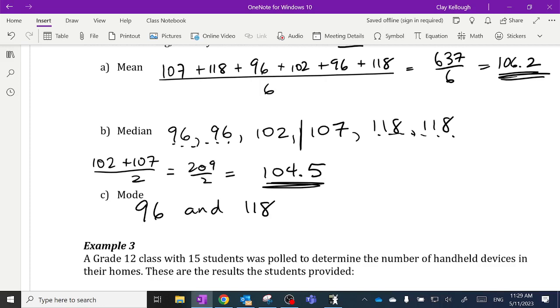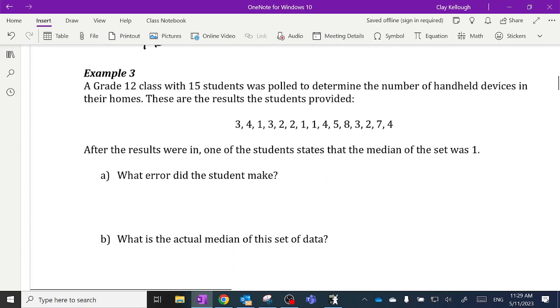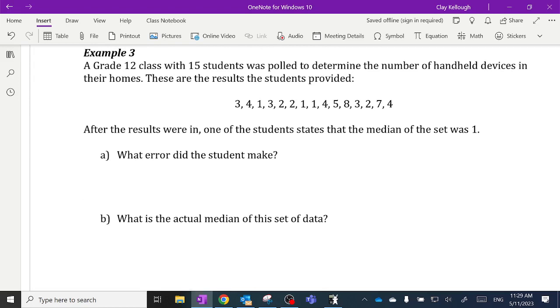All right, any questions so far? All right, why don't we give you guys a minute to try example 3. I'll read it with you. A grade 12 class with 15 students was polled to determine the number of handheld devices. I assume they mean electronic devices, like iPads and iPhones and smartphones. The number of handheld electronic devices in their homes. Here's the results of the students provided.